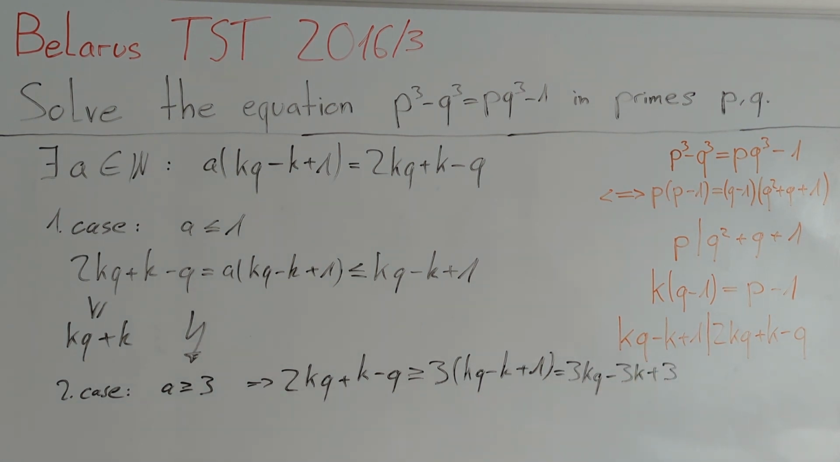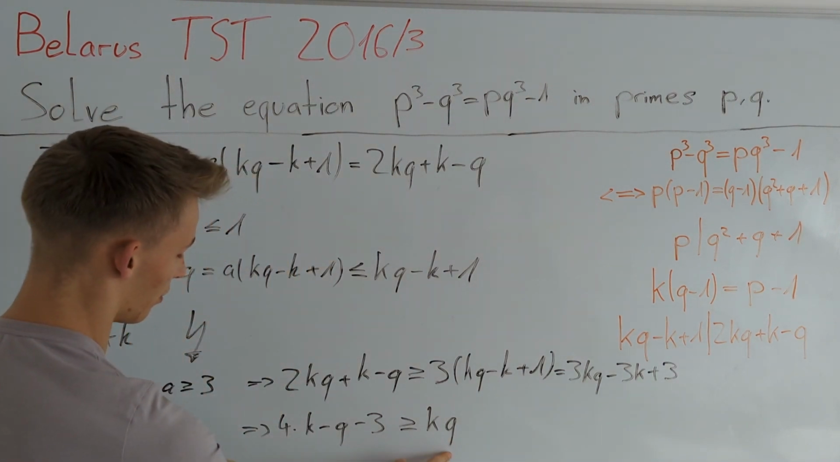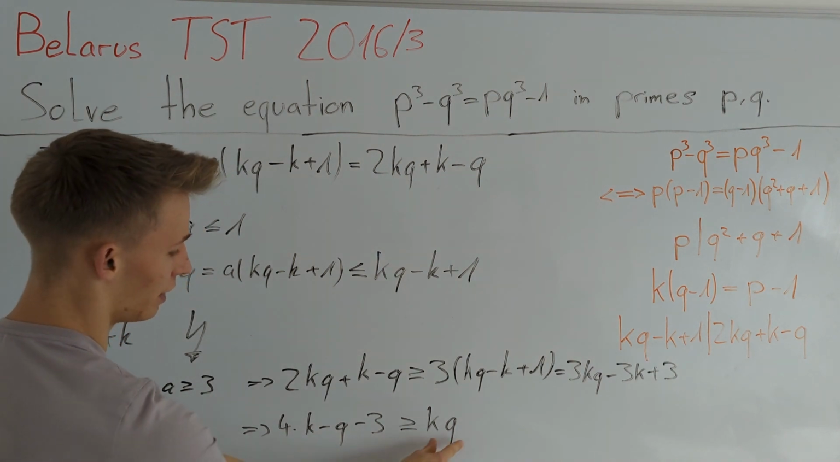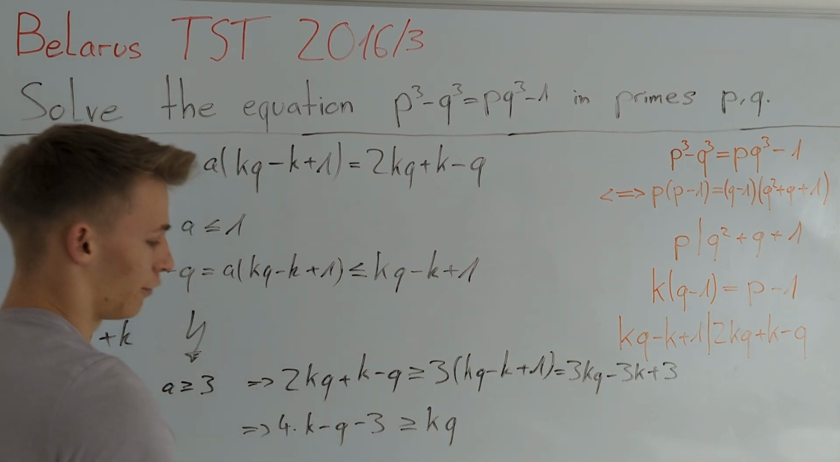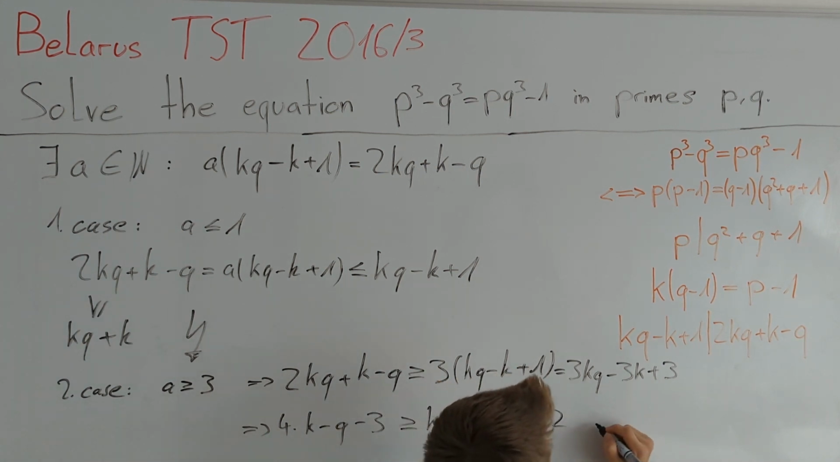Now we can bring the 2kq to the right hand side and all the other stuff to the left hand side and get that 4 times k minus q minus 3 is greater than or equal to kq. Here we directly see that if q is greater than or equal to 4, this is a contradiction because we have here 4k and then we have here at least 4k, and this term here is negative. Therefore we get that q is equal to 2 or q is equal to 3.